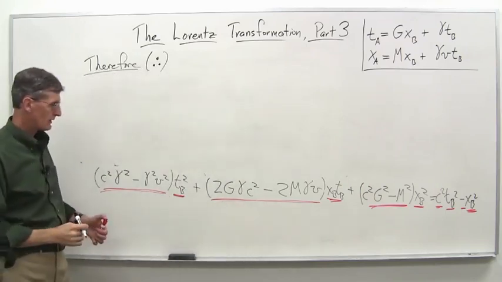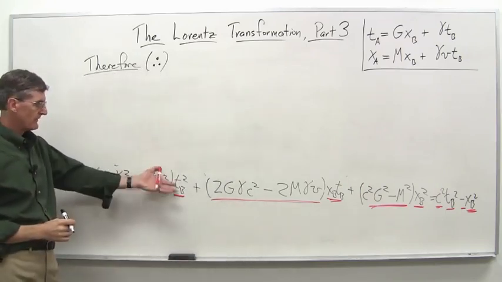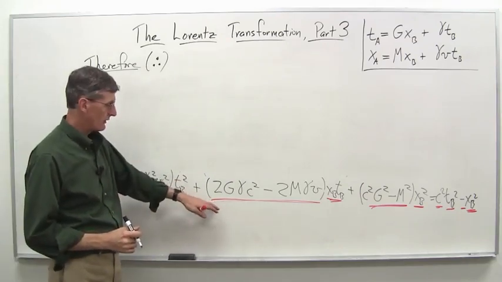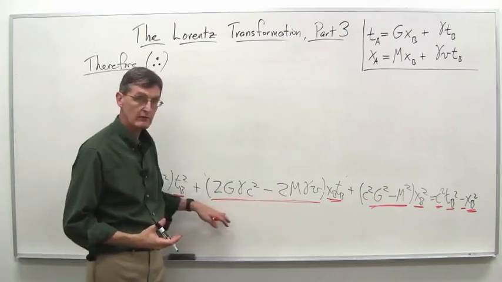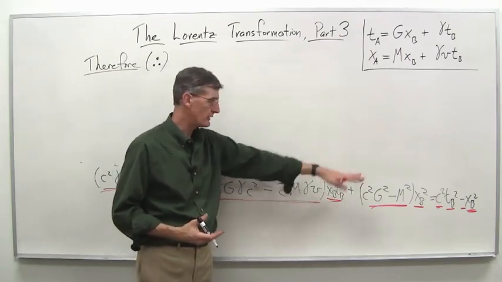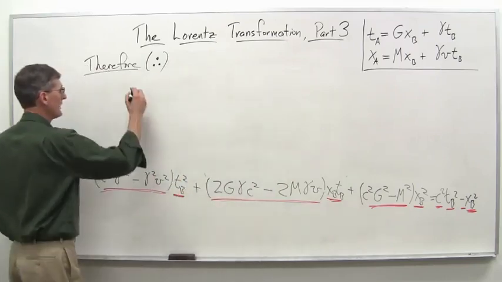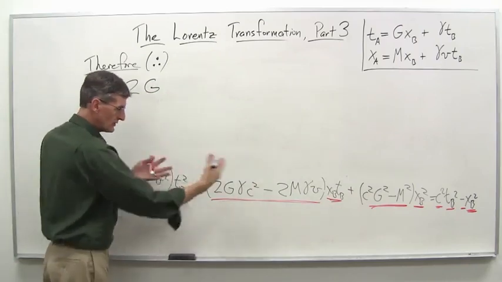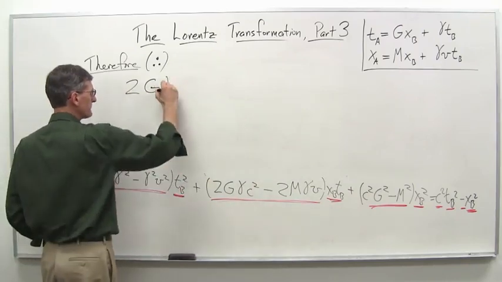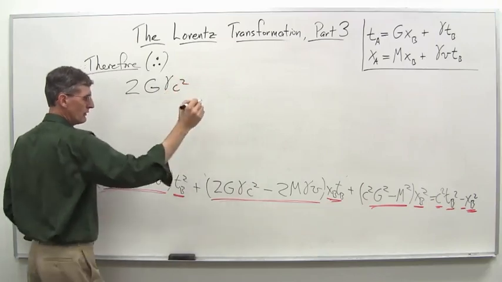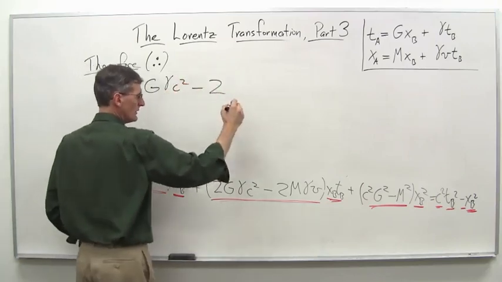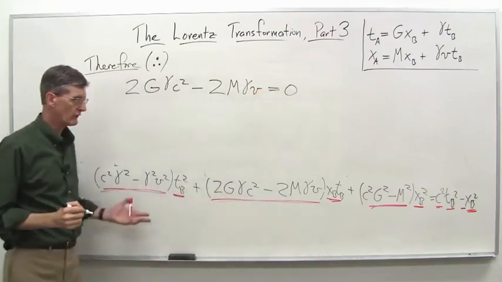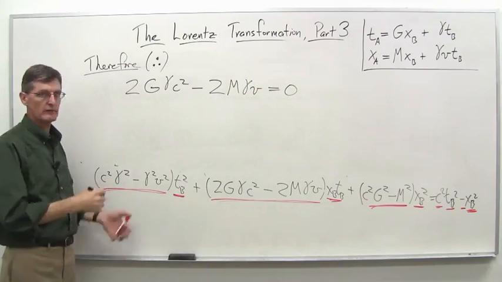And let's take a look at, let's just do the xb, tb term here. So what this tells us, as we said before, is that this coefficient has to equal 0 because there's no xb, tb term on the other side. So what that is saying is 2 times g, remember our goal here is to find out what g and m are, 2g gamma c squared minus 2m gamma v has to be equal to 0 for the equality to hold in our original invariant interval equation.